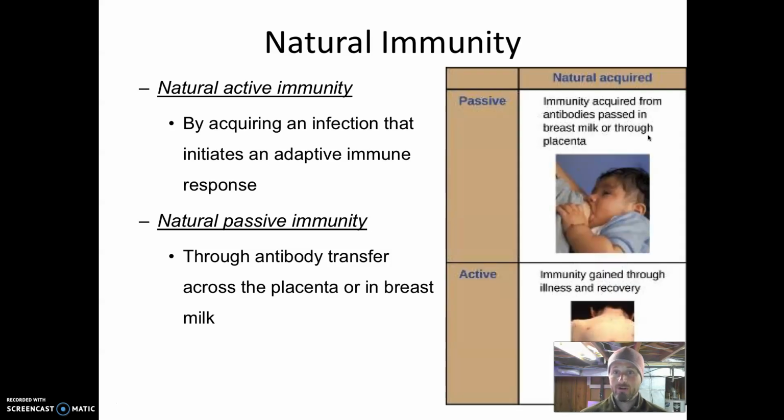So here's a diagram to represent those two. Again, we're thinking about natural immunity, and here, natural passive is where a baby acquires antibodies from their mother through breast milk or the placenta. Natural active immunity is when you gain immunity through illness. So here's a person with skin lesions, perhaps chicken pox, learning to gain that immunity against the chickenpox virus. So those are the natural processes without medical intervention.